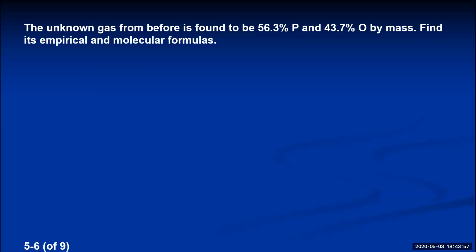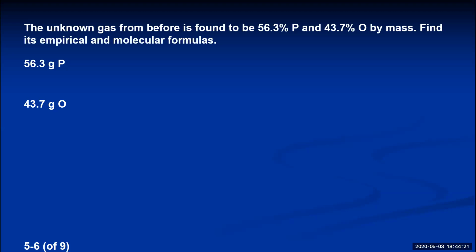To calculate an empirical formula, we need to start with mass data, and they've given us the percentages of the gas by mass, 56.3% phosphorus, 43.7% oxygen. When you're given percents, you assume you have a 100-gram sample of that material. And if you do, it would therefore be 56.3 grams of phosphorus, 43.7 grams of oxygen.